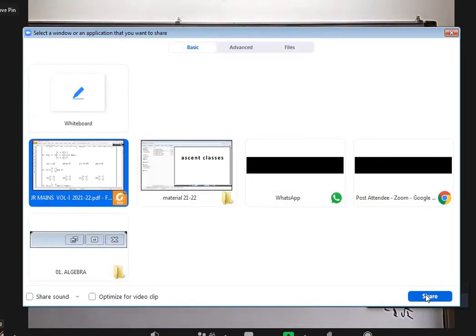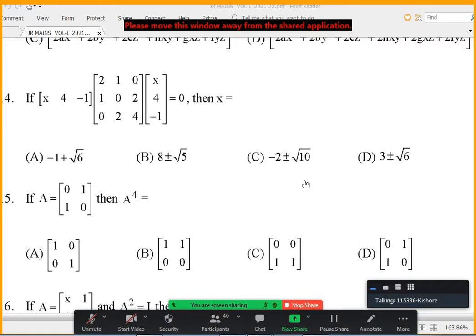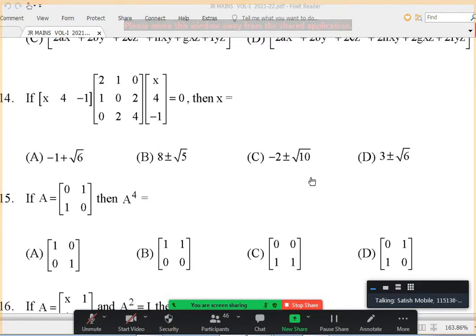Sir, the answer is minus 2 plus or minus root 10. Root 10, huh? I wrote some subtraction wrong. Yes, sir. Can we write 2 root 10? 24 plus 16 is 40 only. Sorry, I only wrote wrong. 40 is 2 root 10, and this is root 10. Yeah, thank you. That is 24 plus 16, that is 40.